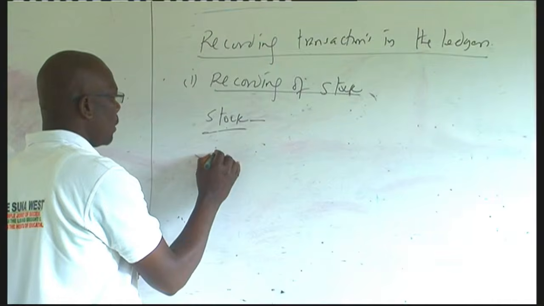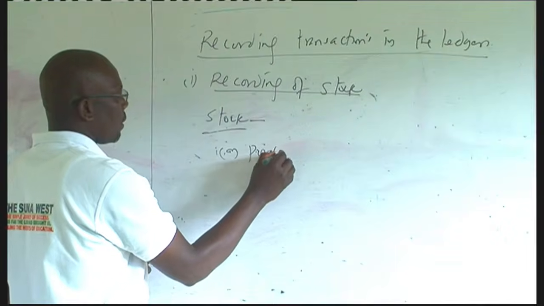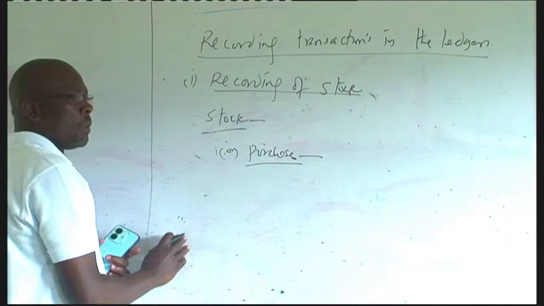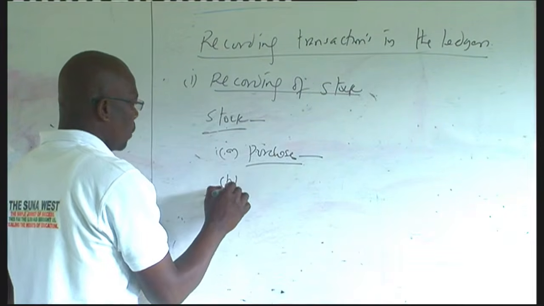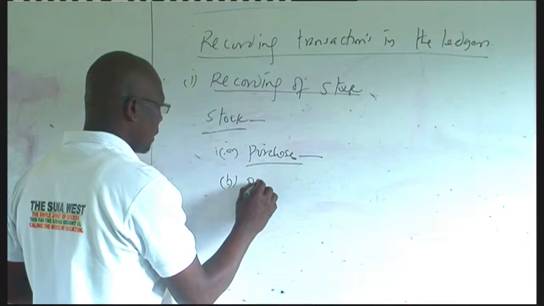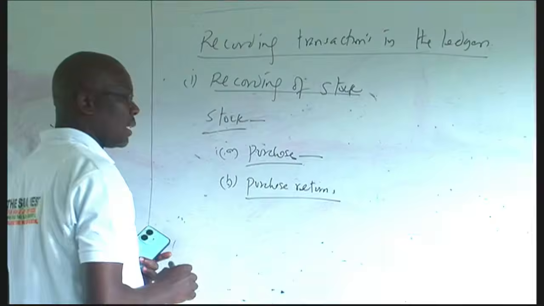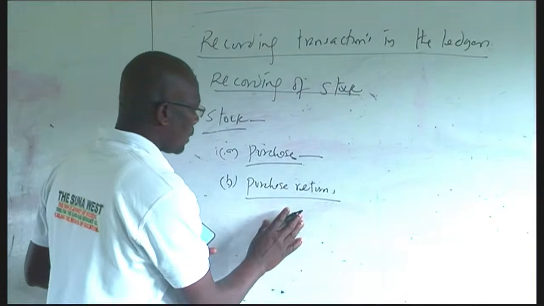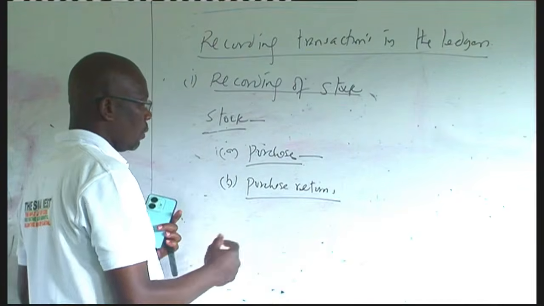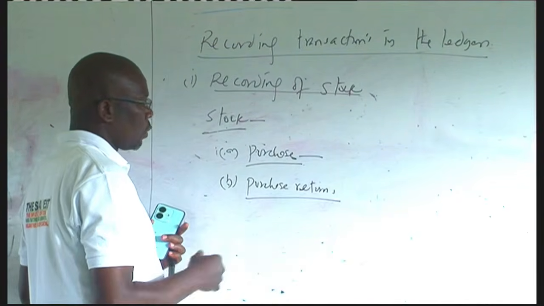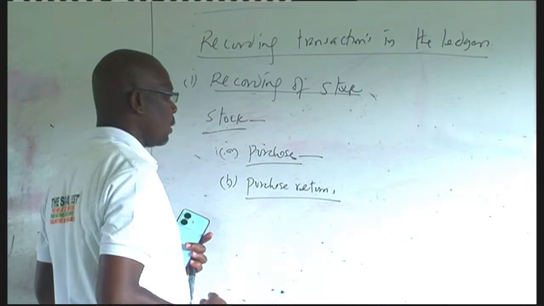So stock is in the following forms. We have purchases. So these are goods that have been bought for resale. We also have purchase returns. Now, what are purchase returns? Purchase returns are goods that were bought for resale, but because of one reason or another, they have been returned by the business owner to the suppliers.